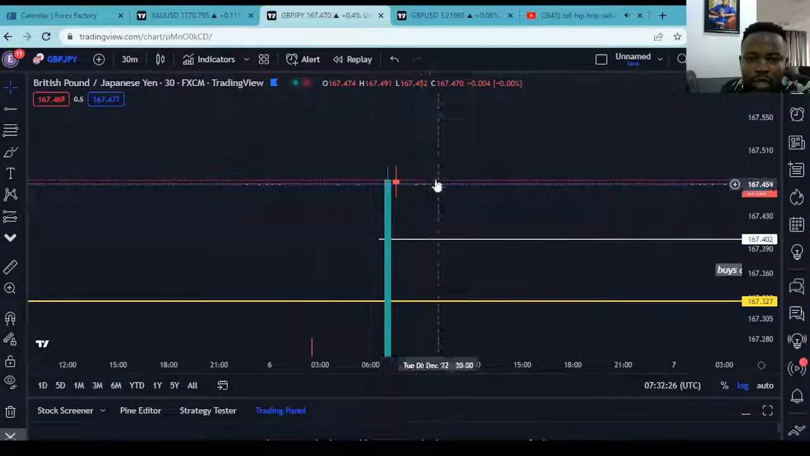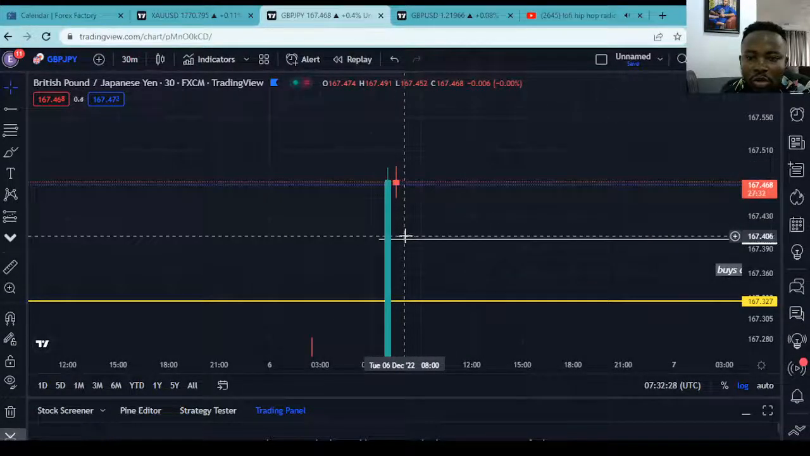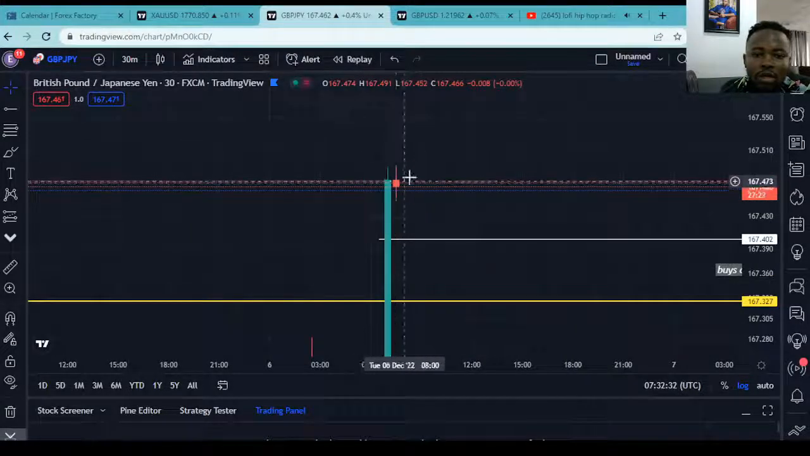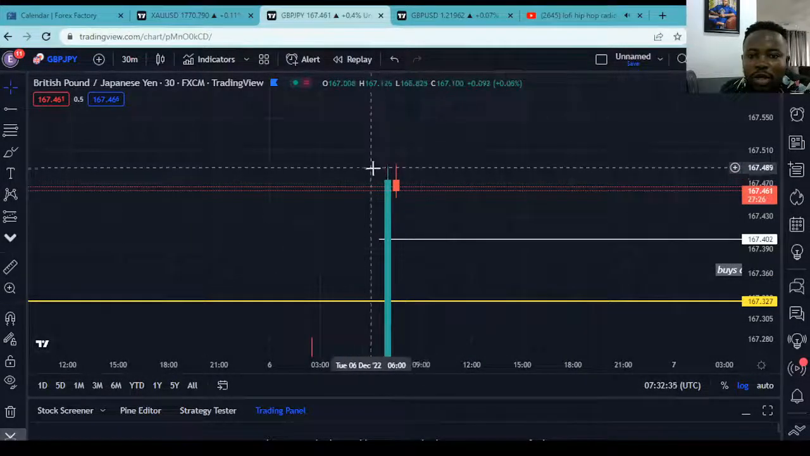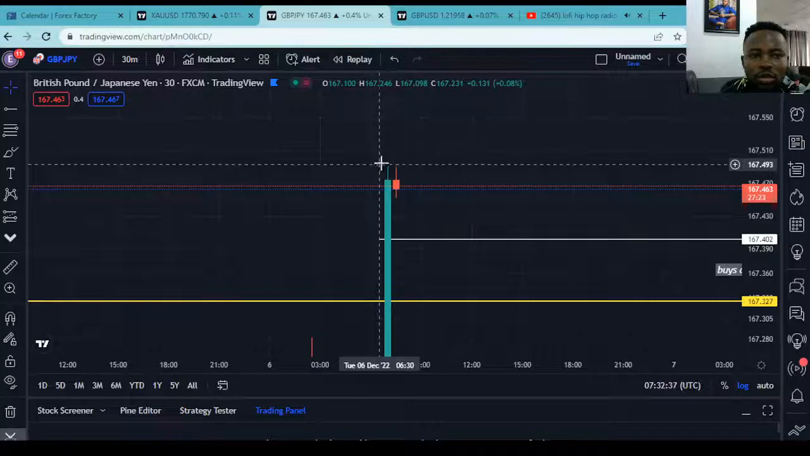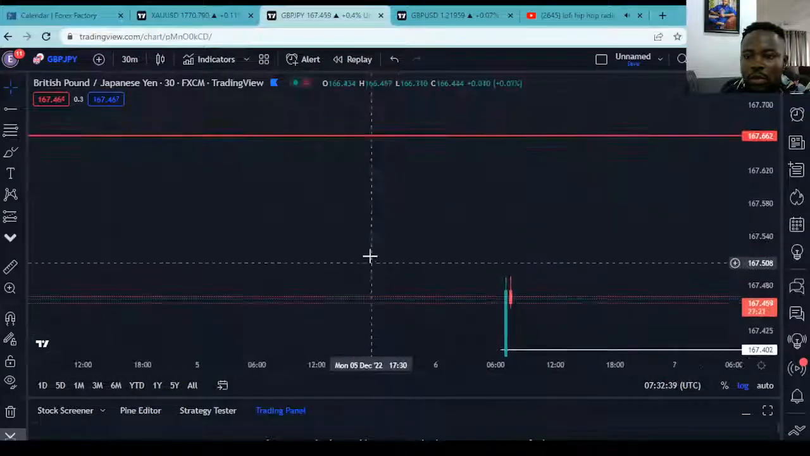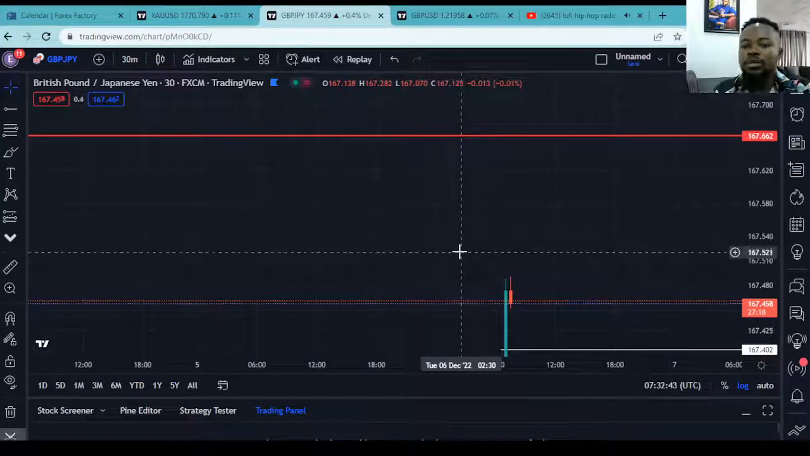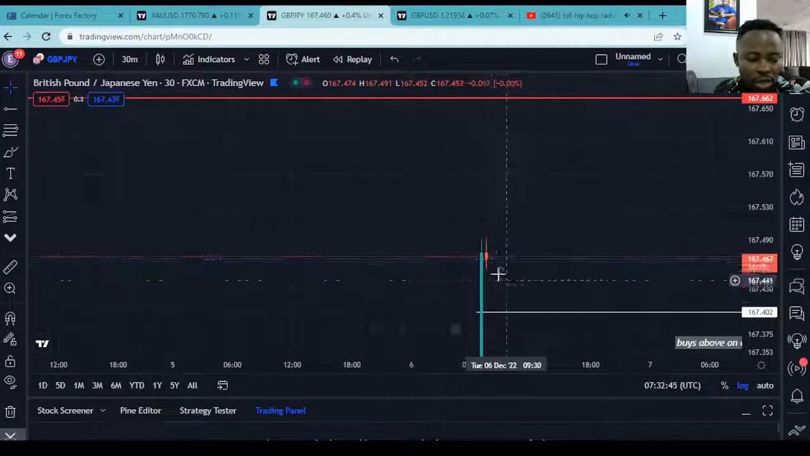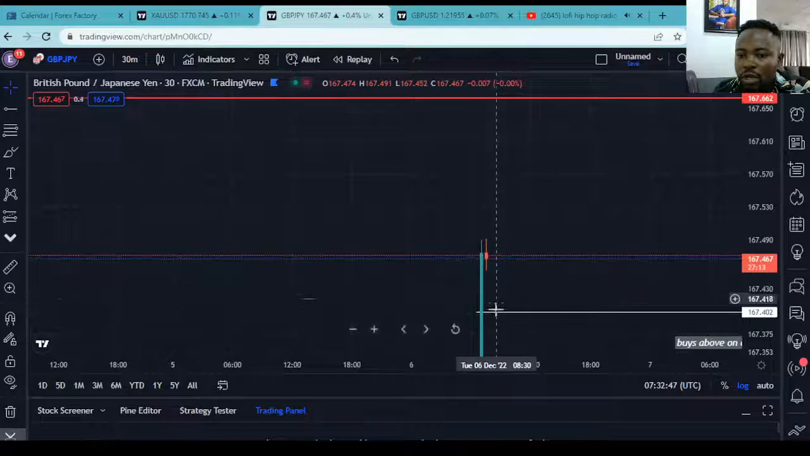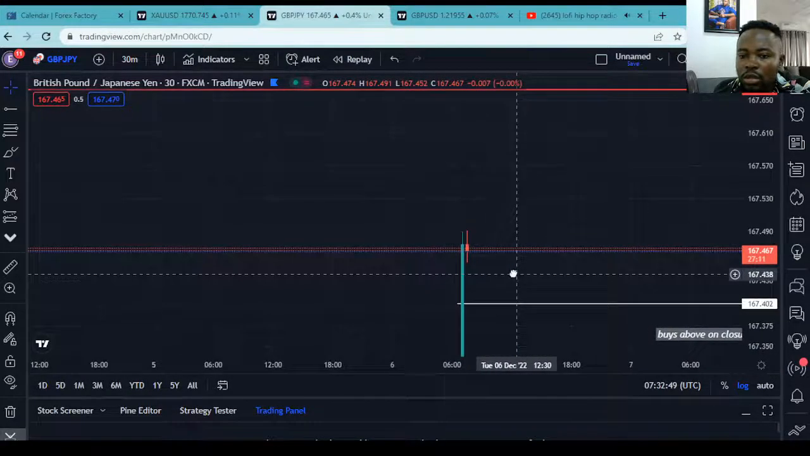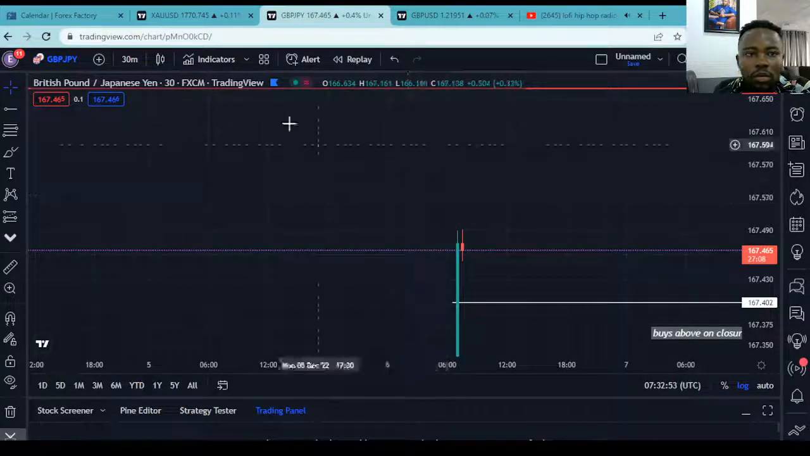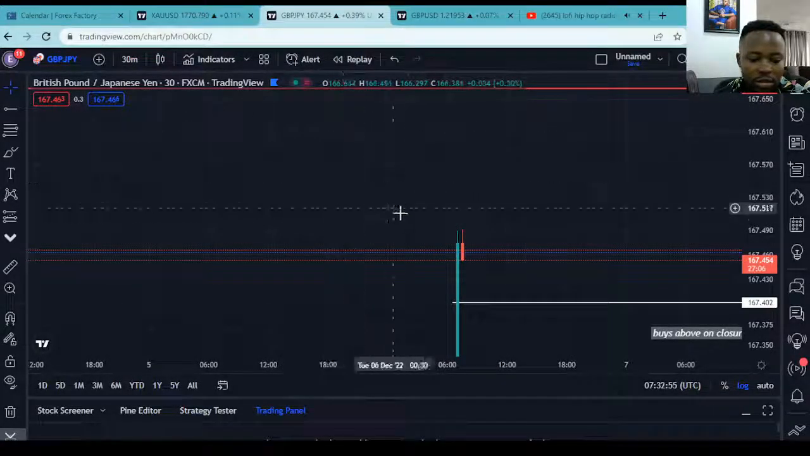I'm looking to buy GJ here, but I'm expecting a lower wick towards 167,400 area. But with volume right now, if we break above here, I think GJ should continue to the upside. I'm expecting 167,600 area. So the way it's moving right now, I actually love it. We are making a lower wick. So if we break the highs again, I think GJ will continue moving to the upside.